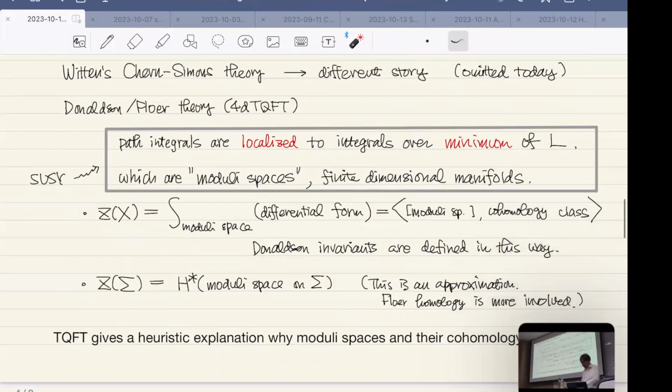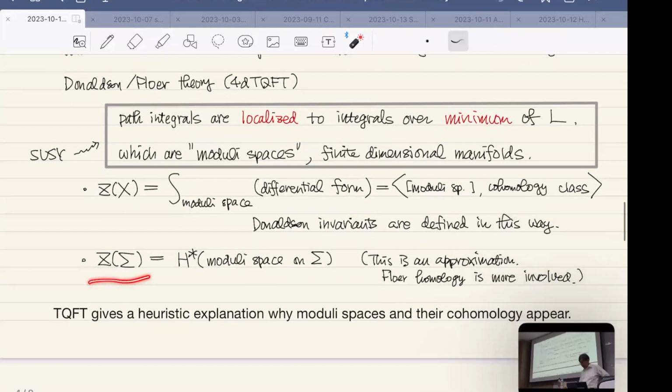And also in this case, Z of sigma, this vector space, is very roughly the homology or cohomology group of the moduli space of sigma. In fact, the Floer homology, which gives Z of sigma in the Donaldson theory, the definition is much more involved than this. This is just an approximation, but I think this is a good intuition. I consider the one-dimension-lower case, and in this case, this is more or less correct.